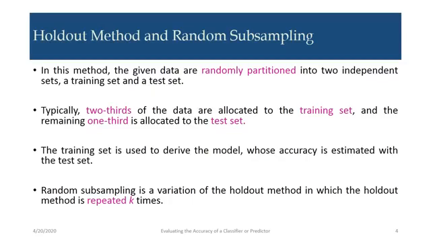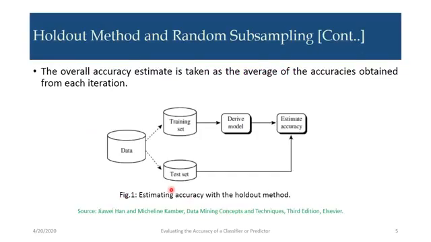So, the overall accuracy estimate is taken as the average of the accuracy obtained from each iteration. Suppose we have 10 iterations. We take the accuracy of every iteration and average over the number of iterations. So, if there are 10 iterations, the accuracies will be added and divided by 10. So, the overall accuracy is estimated as the average of the accuracy obtained from each iteration.